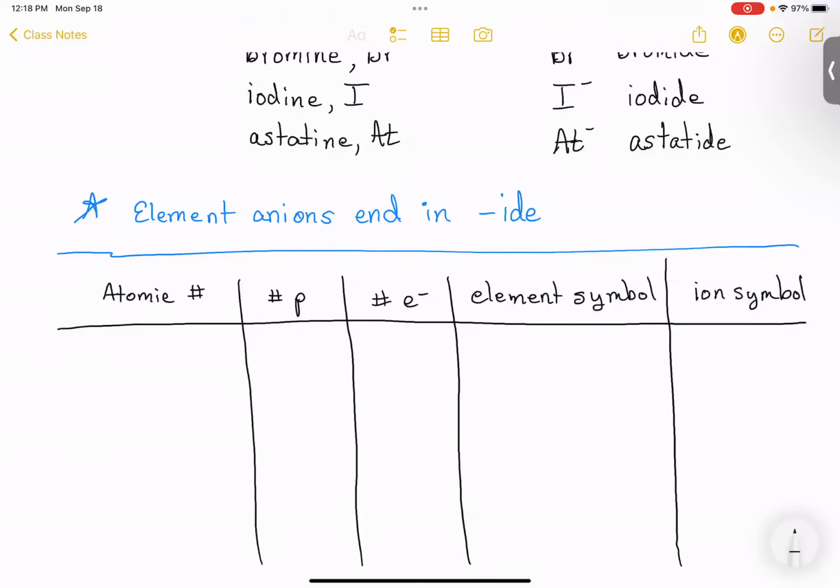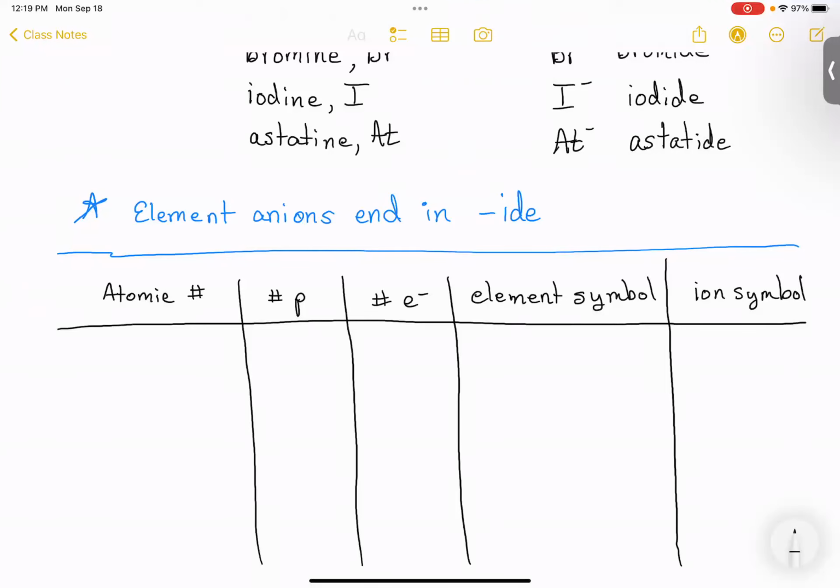The atomic number tells us what? The number of protons. What else does it tell us? What does the number of protons tell us? It tells us the identity. Only in a neutral atom does it tell us the electrons. So again, the atomic number does tell us the number of protons, which tells us the identity.